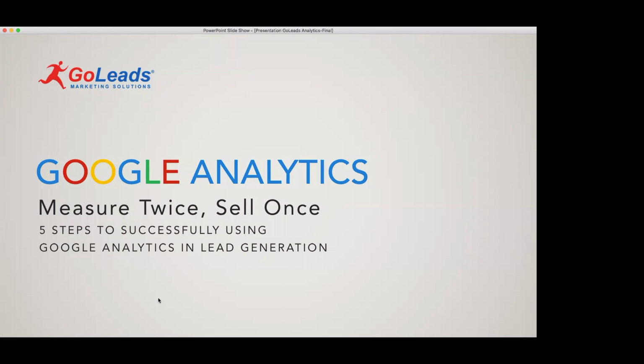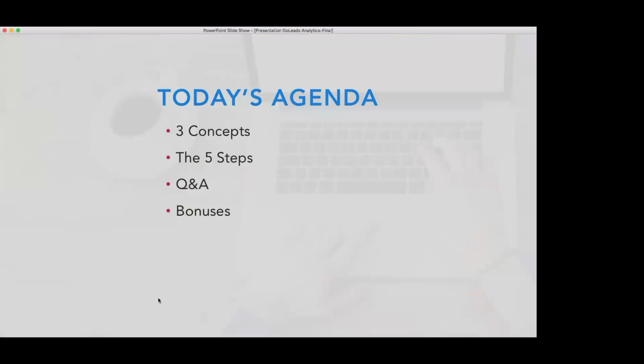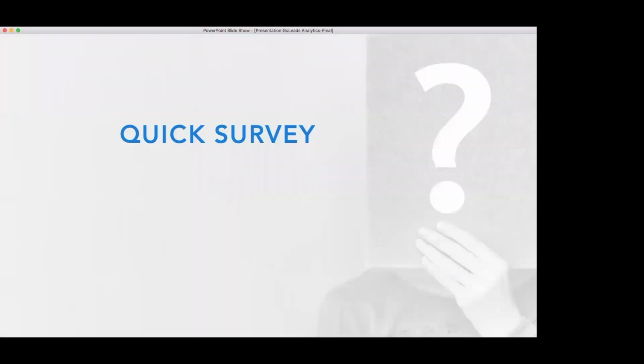And this is what we're going to be covering. So today we'll cover 3 general concepts. We'll just get on the same page. We'll do 5 steps, the 5 steps to getting started with using analytics for lead generation. We'll have a Q&A, and then I will reveal how to send you your bonuses. And so let's jump in.